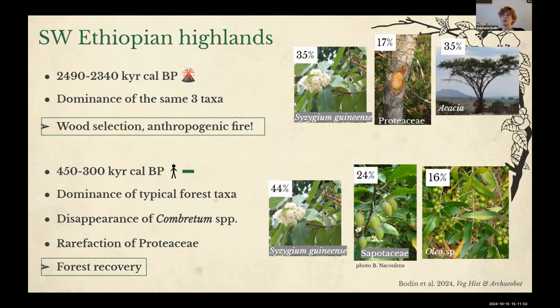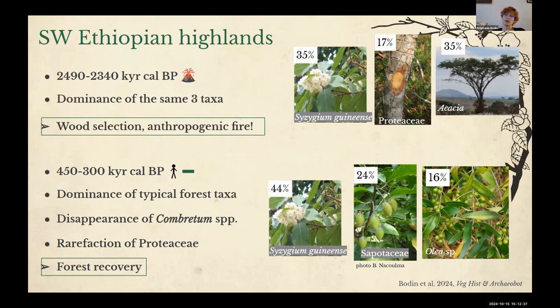So even in the case of volcanic eruption, it was another hint to propose that the charcoal found in the rock shelter during this volcanic period was also from anthropogenic fire. So it gave us some highlights about things that we can infer that are not seen within the archaeological record. And then when we look at the most recent phase, when the human occupation was less intense according to the archaeological record, we found more forest taxa in the charcoal record that are very typical of the forest, like the Sapotaceae and Olea. Celtis grows everywhere.